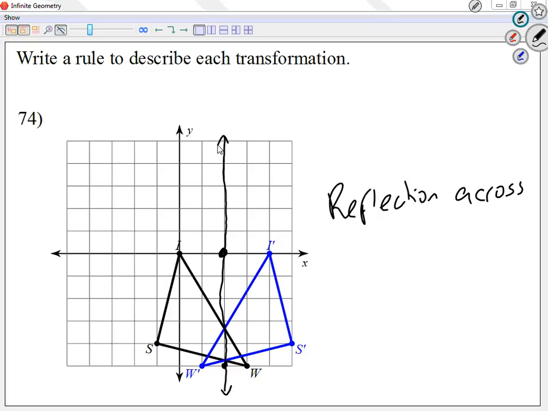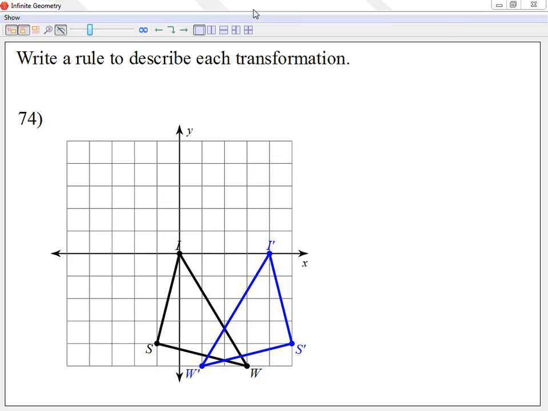X equals 2. Perfect. Reflection across X equals 2. Remember, the y-axis is known as X equals 0. Notice that I switched the letter. The y-axis is known as X equals 0, so that one is X equals 2. Somewhere you have Y equals, that one is horizontal. X equals negative 2 is this line over here, all the way through.